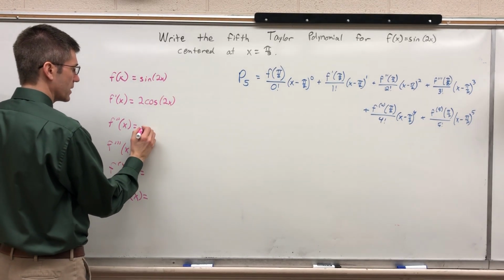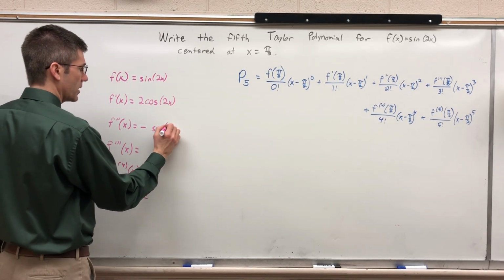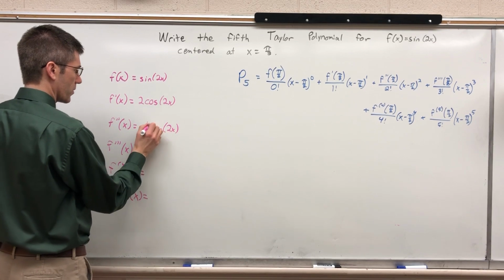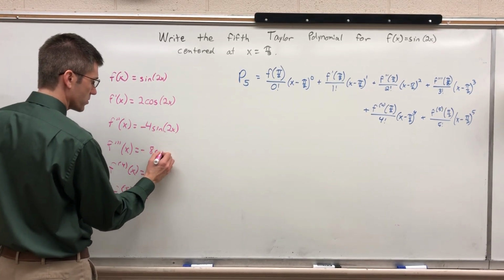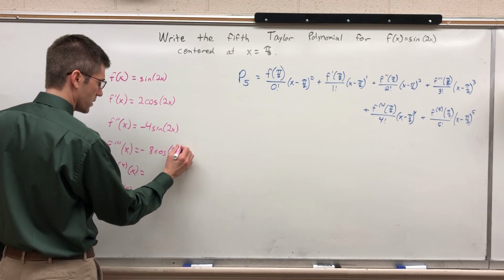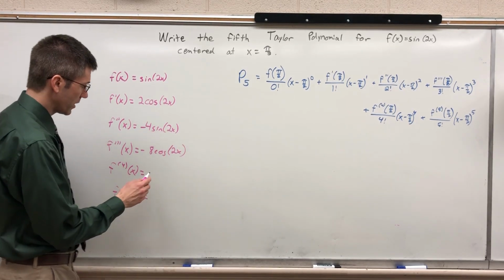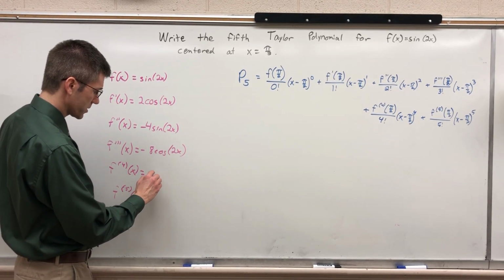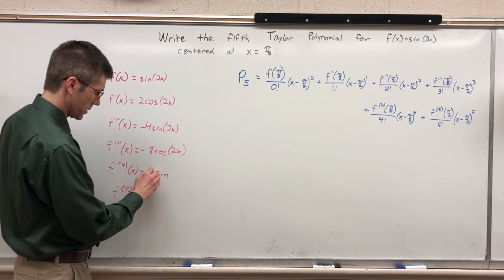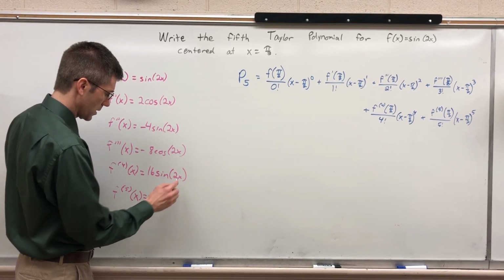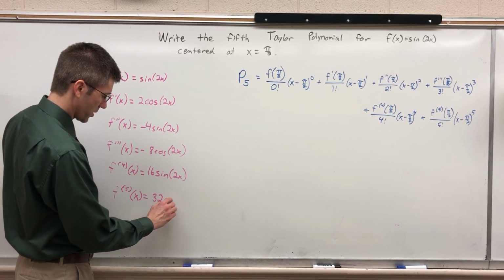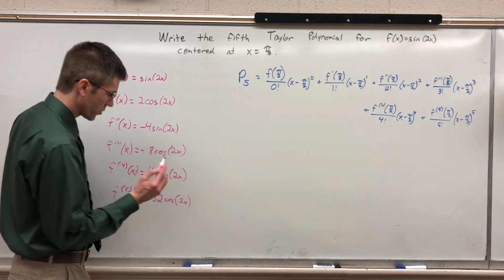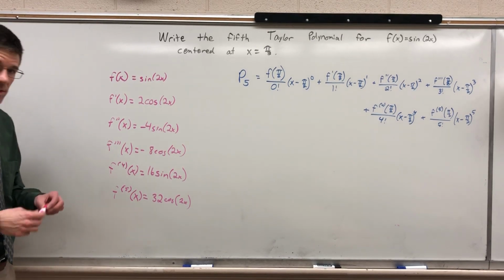The derivative of cosine is negative sine. Put a 4 there. The derivative of negative sine is negative cosine. The derivative of negative cosine is positive sine. And the derivative of positive sine is positive cosine. Lots of chain rule going on in there, and we just didn't really have to deal with it that much.